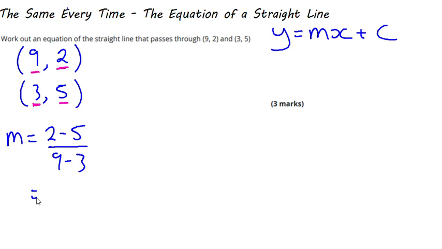You can type it into your calculator exactly as it looks. Use the fraction button. On the top I'm typing 2 minus 5, then 9 minus 3 on the bottom, and that's going to give me negative 1/2. So negative 1/2 is the gradient of my line. So far so good. Just follow the method, have the same method every time, and use your calculator.